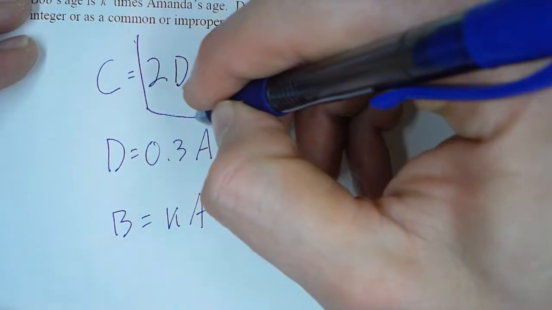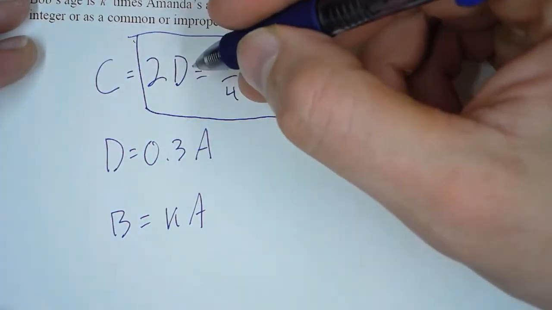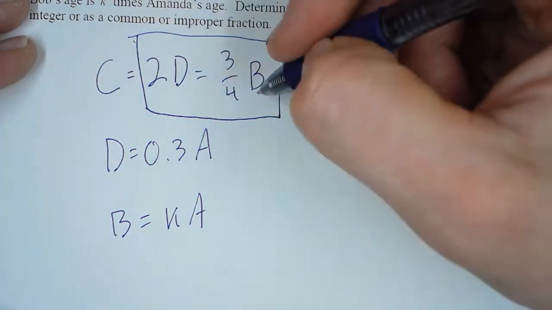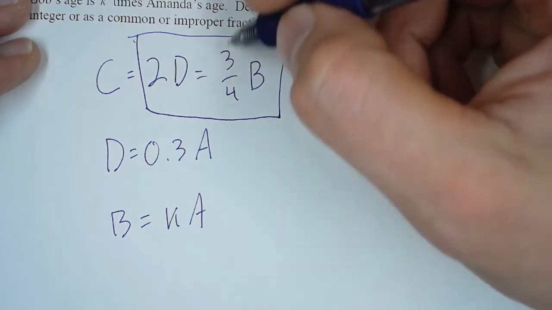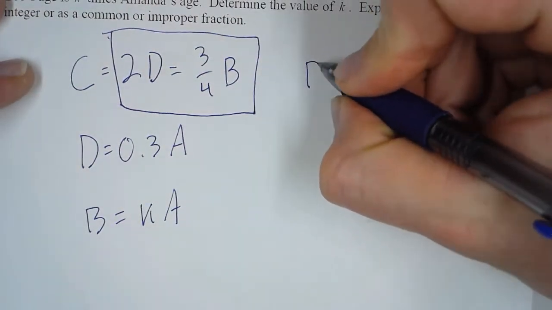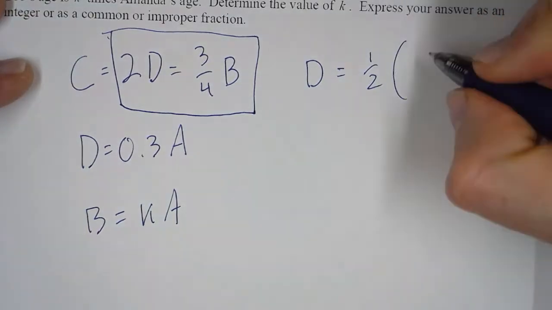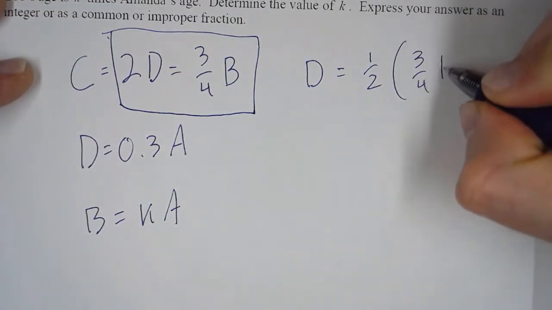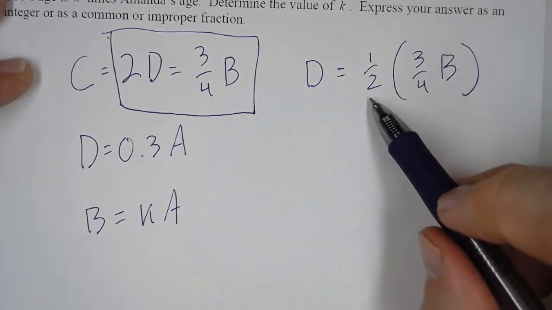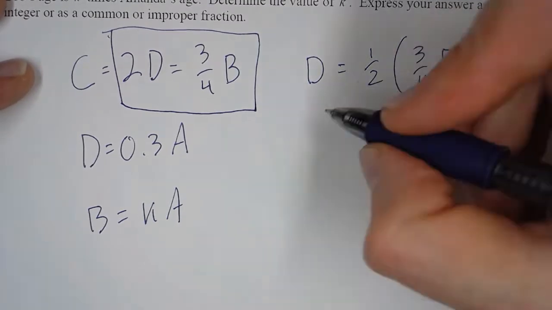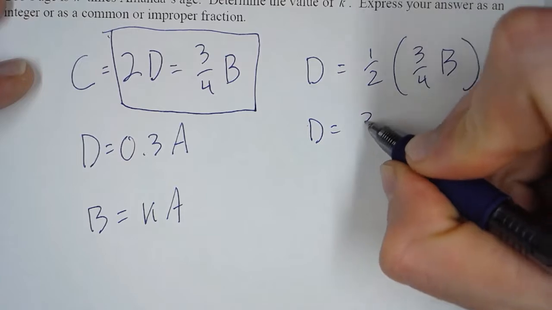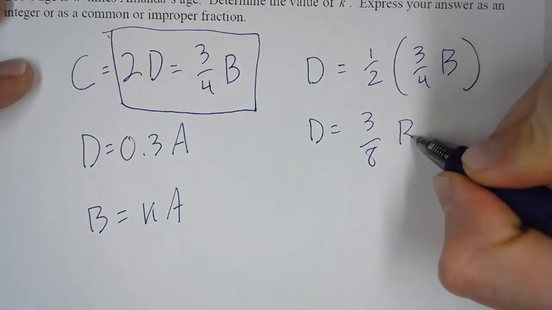So if I focus on this, all I have to do is get D by itself. So that means I have to divide 2 over. Now we've already got a 3/4 there. So I'm going to have to take 1/2 times what's there, 3/4 B. So if I multiply 1/2 times 3/4, that means D equals 3/8 B.